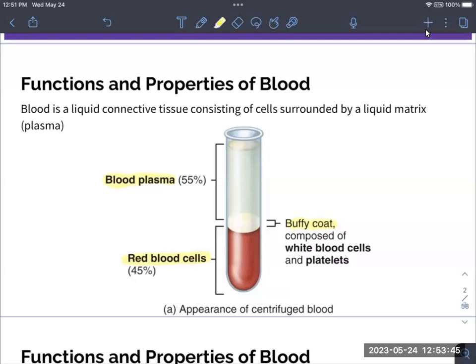If you were to put blood into a test tube and let it sit for long enough, the blood will separate itself out just like this. The red blood cells will be on the bottom, the white blood cells and platelets will be in the middle, and then the plasma will be at the top.